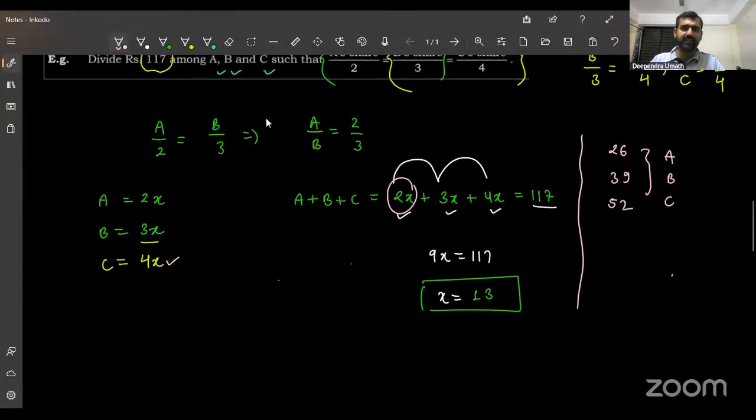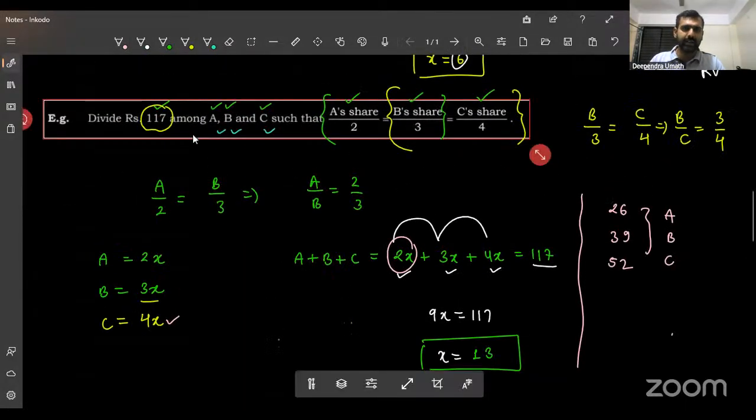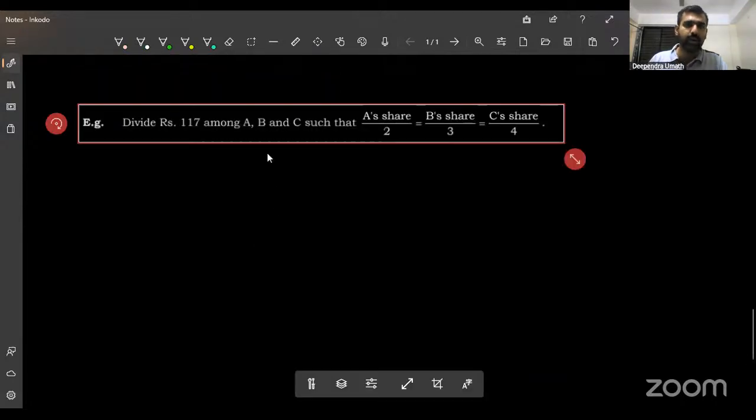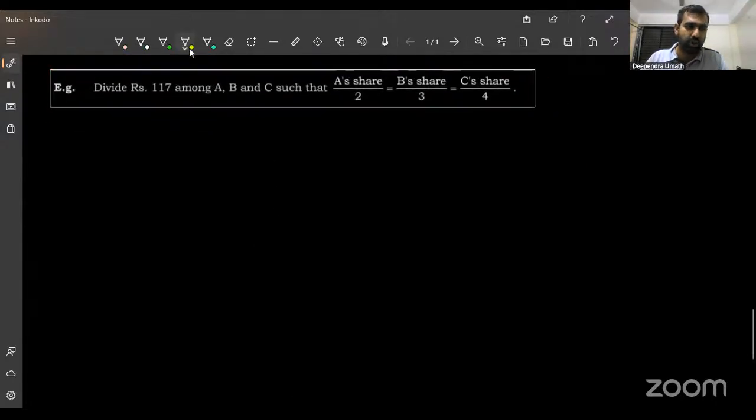There comes the next question of the day. But before I discuss the next question, I'd like to discuss the same question with a different method because I want you all to have a short or a standard technique of solving this category of questions. So whenever you see A upon something, B upon something, and C upon something is equal, then I can always say that A is to B is to C can be 2 is to 3 is to 4.